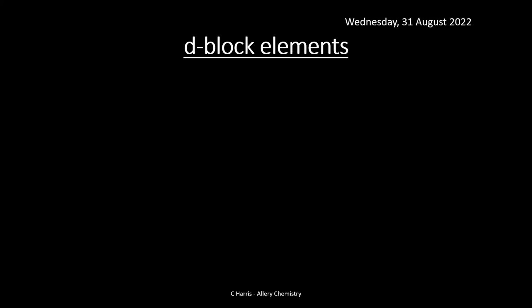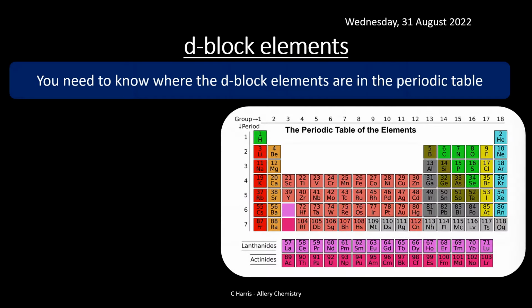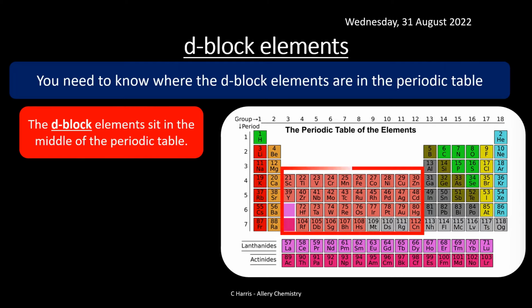So the best place to start with this topic is D block elements. We need to know where these D block elements are in the periodic table. We've got the periodic table up in front of us there. The D block elements actually sit in the middle of the periodic table, so that's this block here. A lot of the chemistry we've been looking at has mainly been to the left and right of this block. We don't really do a lot with it, but it actually has its own topic where we just look at some of these elements in the middle.